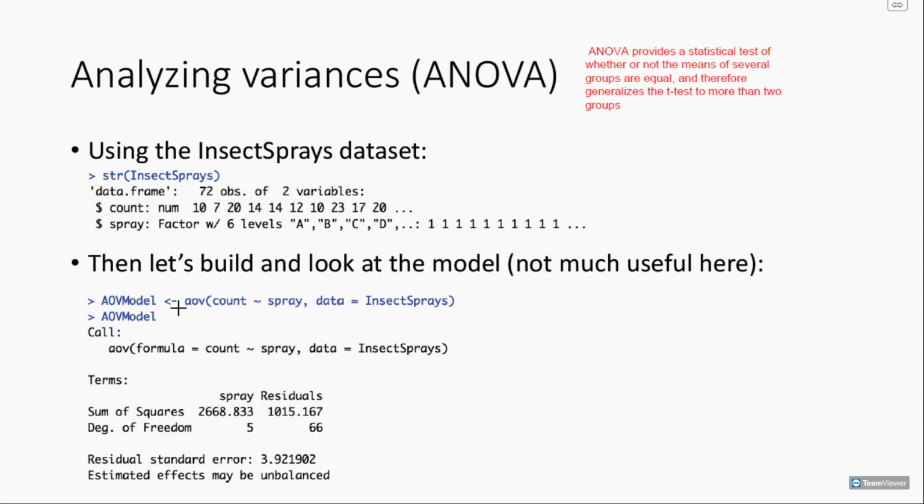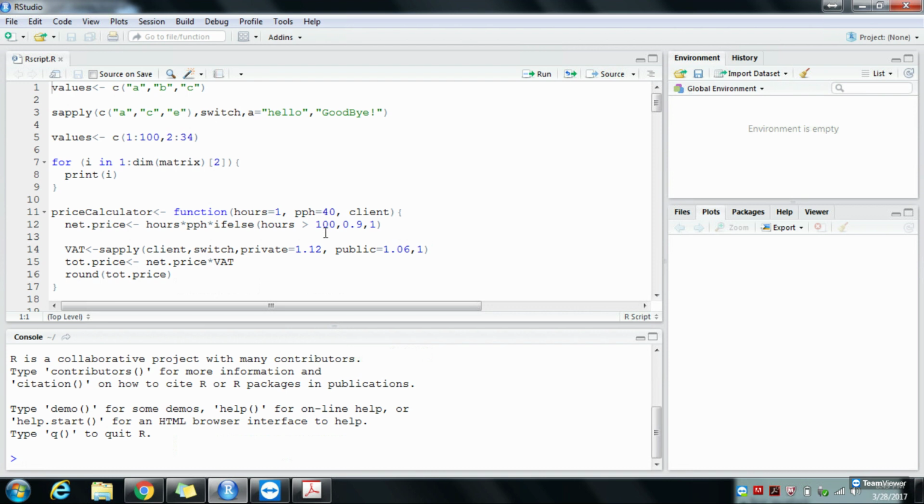of insect sprays. Once you do this AOV, which is analysis of variance modeling, you give it the output variable, tilde, the predictor variable, which is the spray, and obviously you have to give it the data set, which is our insect sprays. You build this model. So now the model is built based on this equation that we gave, and when you check what's in that model, you have a series of terms which you don't really have to worry about. But let's look at it in RStudio.